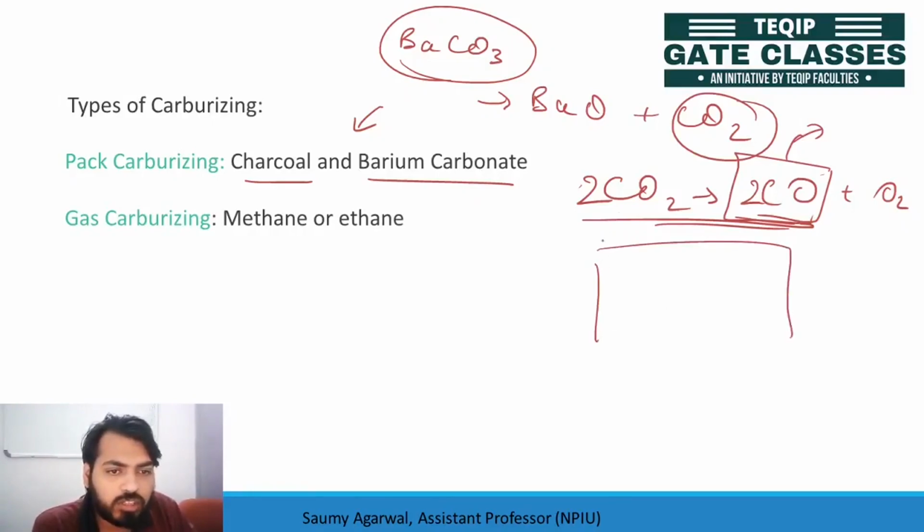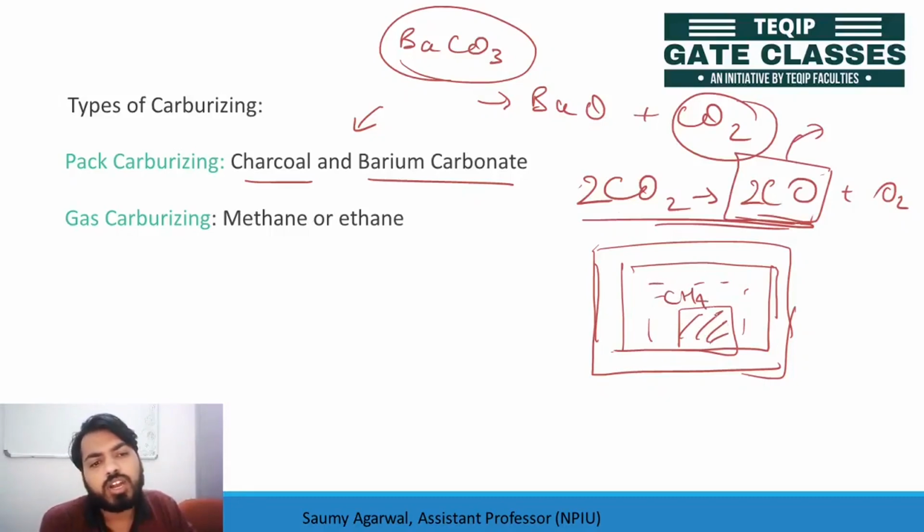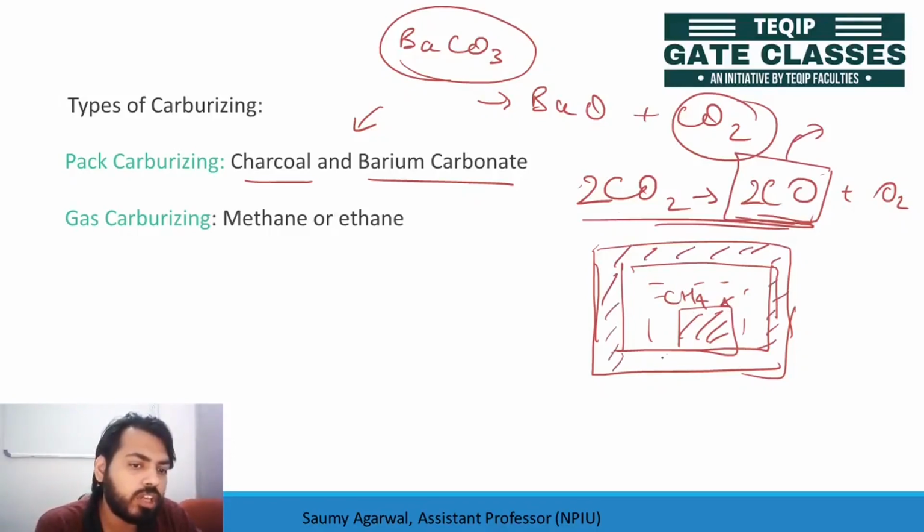In gas carburizing, this will be completely packed, and totally packing will be done. Then you have an iron block, and over here there is CH4, methane and all. At high temperature this CH4 will diffuse the carbon into the iron block. So this is totally packed and insulated, and within this you put the iron block, which is surrounded by methane gas, and at high temperature this methane gas will diffuse the carbon into this iron block.